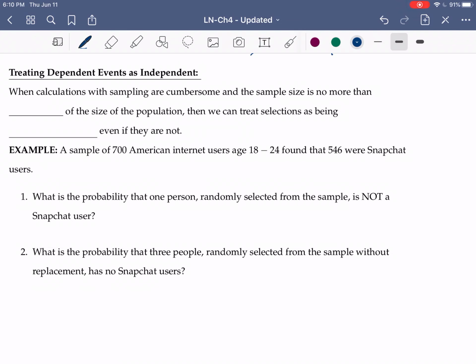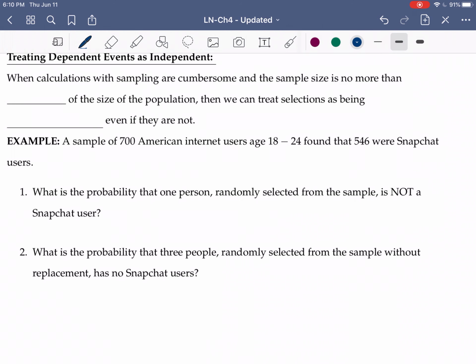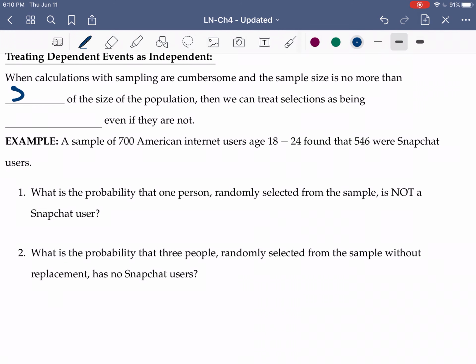In this video, we're going to take a look at treating dependent events as independent. So here, when we have calculations that are cumbersome and the sample size is no more than 5% of the size of the population, then we can treat selections as being independent even if they are not.